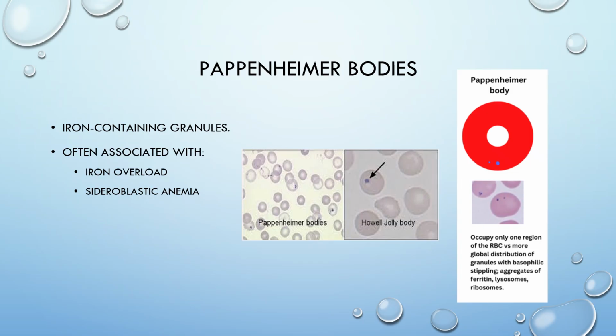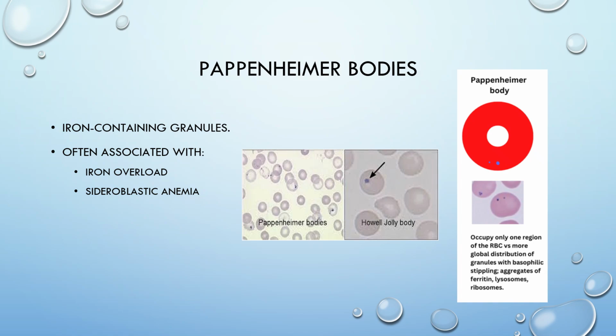A key concept to remember is that Pappenheimer bodies contain iron, and that's clinically important. If we want to confirm that these granules actually contain iron, we can use a Prussian blue stain, also known as an iron stain. When stained with Prussian blue, these inclusions will appear as bright blue iron deposits inside the red blood cell. Pappenheimer bodies are often associated with conditions involving iron metabolism abnormalities. Common examples include sideroblastic anemia, iron overload states, hemolytic anemias, and post-splenectomy patients.